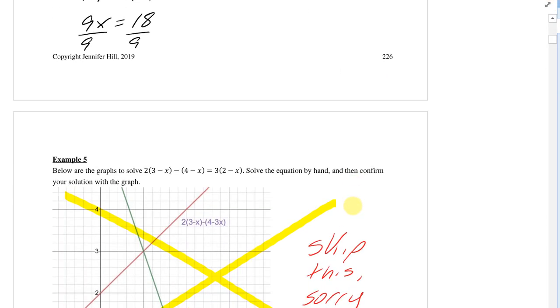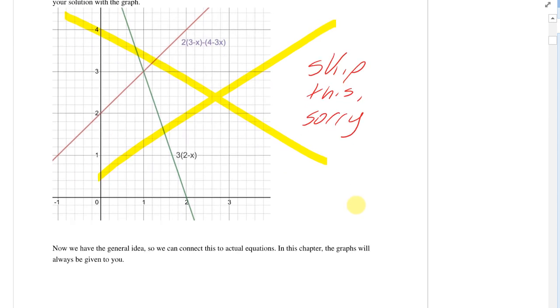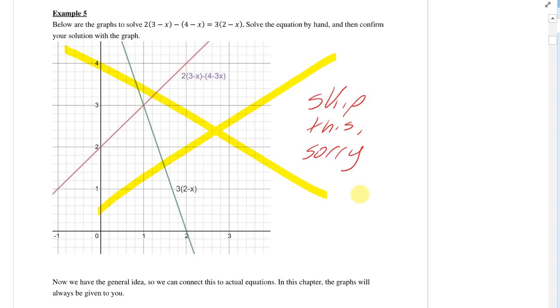Okay, so the next page, so as probably some of you know, I am the author of this book, and this was a new section that I wrote, and I apparently made an error in this, so sorry about that. So I actually think this is probably a good place to stop this video, and then we'll continue on in the next video, so I'll see you in the next one.